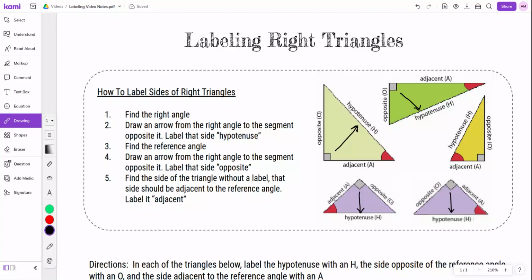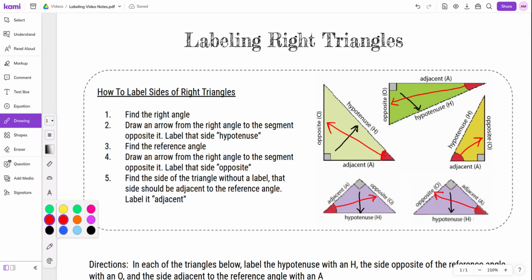The reference angle is an angle that's marked in the triangle with a symbol, or in this case, it's just being highlighted here in red. So we find our reference angle with the arc in it, and we draw an arrow to the side opposite of that reference angle. And we write an O, or opposite, on that side.